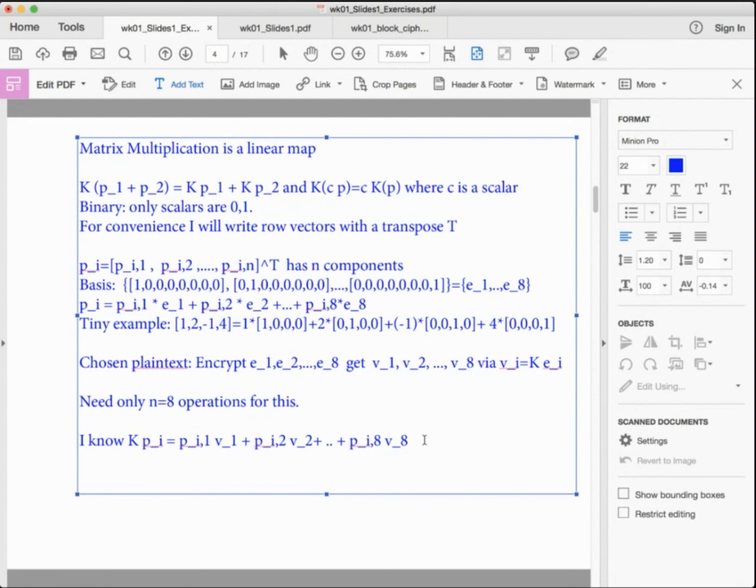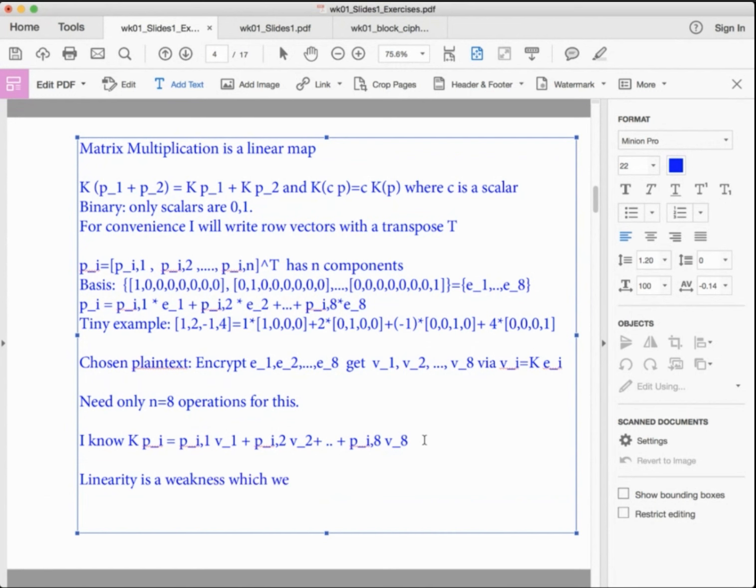Linearity is the enemy of security, and this is why there's all that theory about nonlinearity. Linearity is a weakness which we eliminate in modern ciphers, because it's true for everything. Affine or linear, it could be affine as well. That would make no difference. If I add a constant, I'll just add the constant at the end.